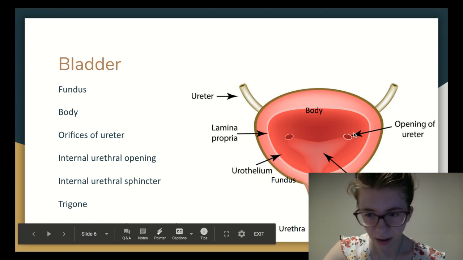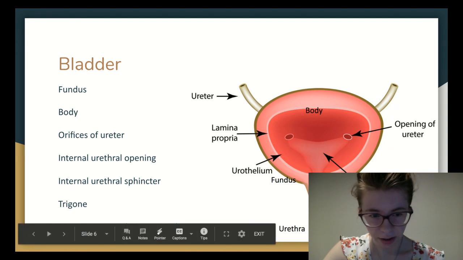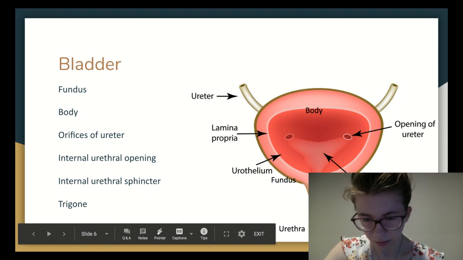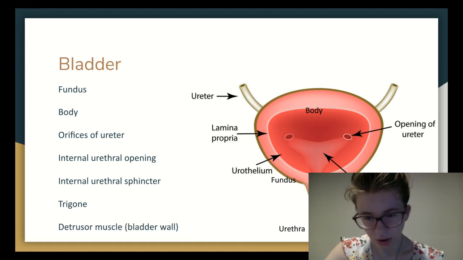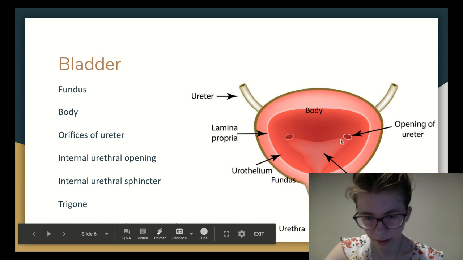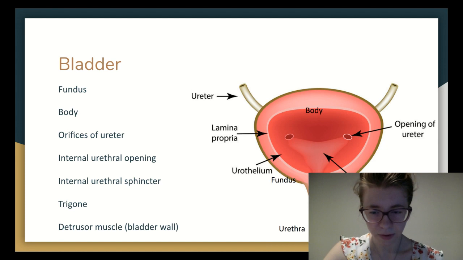The orifices of the ureter, so this is just where the ureters are opening up into the bladder, so you can find those. Then, like I said, the internal urethral opening is going to be just where the urethra comes in here and attaches, and you'll see that opening if you opened up a bladder. And then the trigone, so the trigone is the specialized area here. It's a little triangle, and the boundaries for it are the internal urethral opening and then each of the ureteral openings here. So that's the area of your trigone.